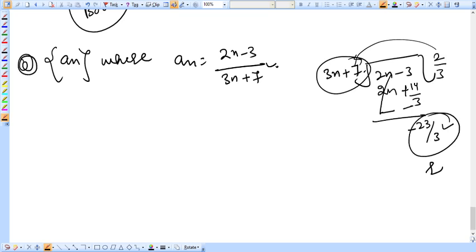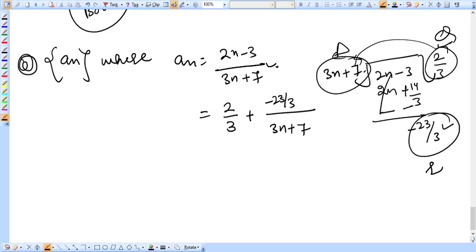This is your divisor and this is your quotient. So we can write this thing in this way: firstly you write the quotient, plus the remainder, minus 23 by 3, upon 3n plus 7. So this is the way we write it. It is pretty simple.